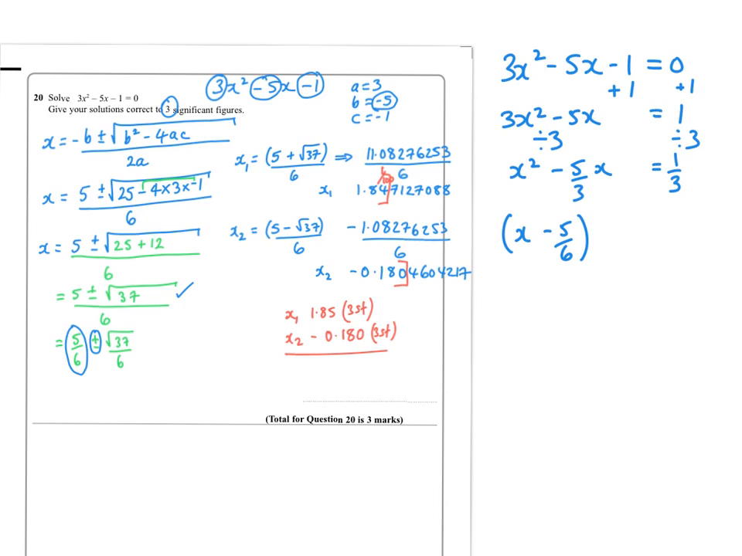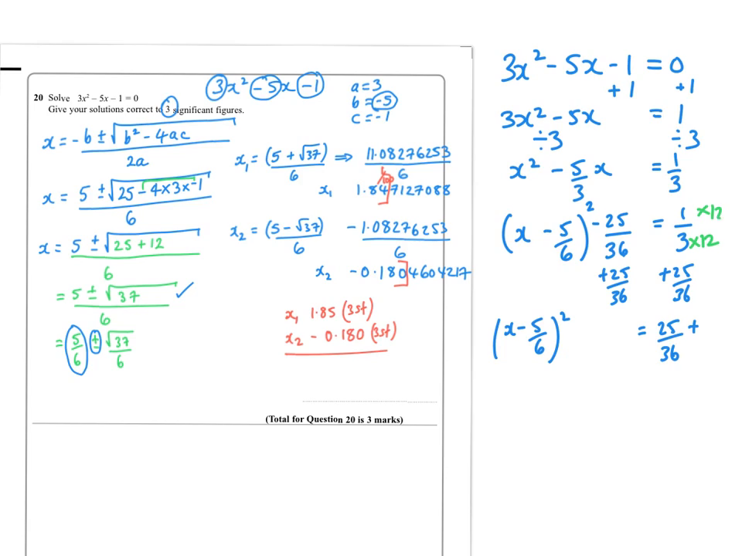And I've got plenty of videos on that as well if you want to have a look through the playlist. x minus 5/6 squared minus 25/36 equals 1/3, and then add the 25/36 to both sides, and you'd have x minus 5/6 all squared equals 25/36 plus, well, 1/3, you can change that into 36 by timesing top and bottom by 12.